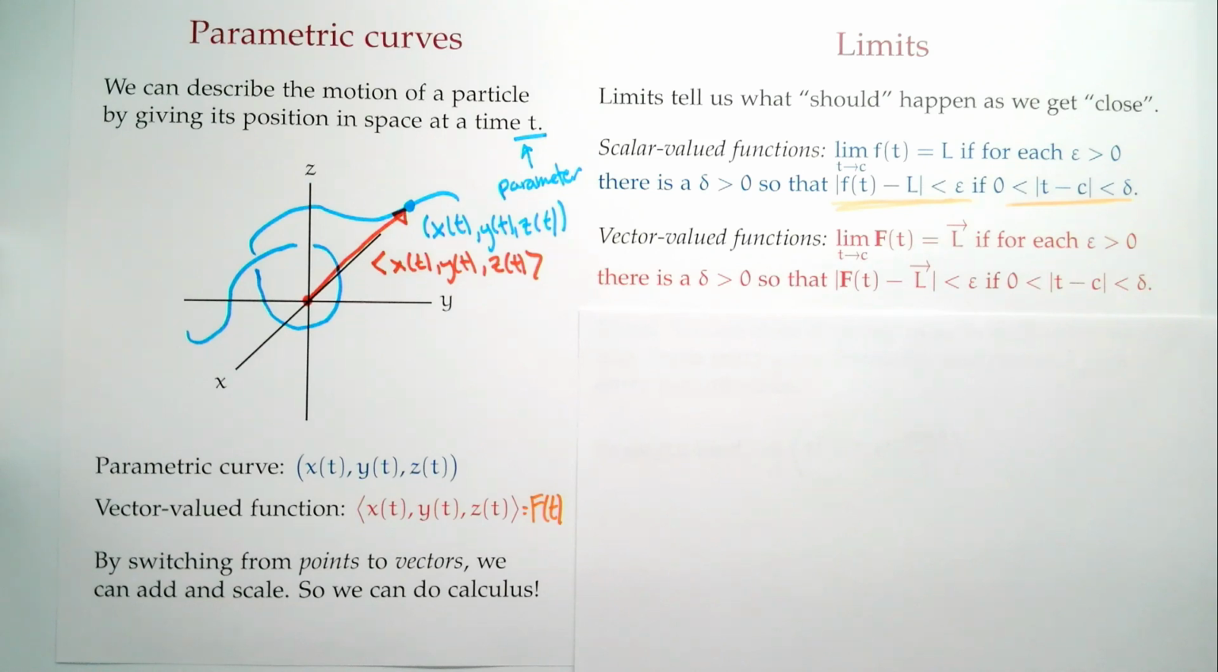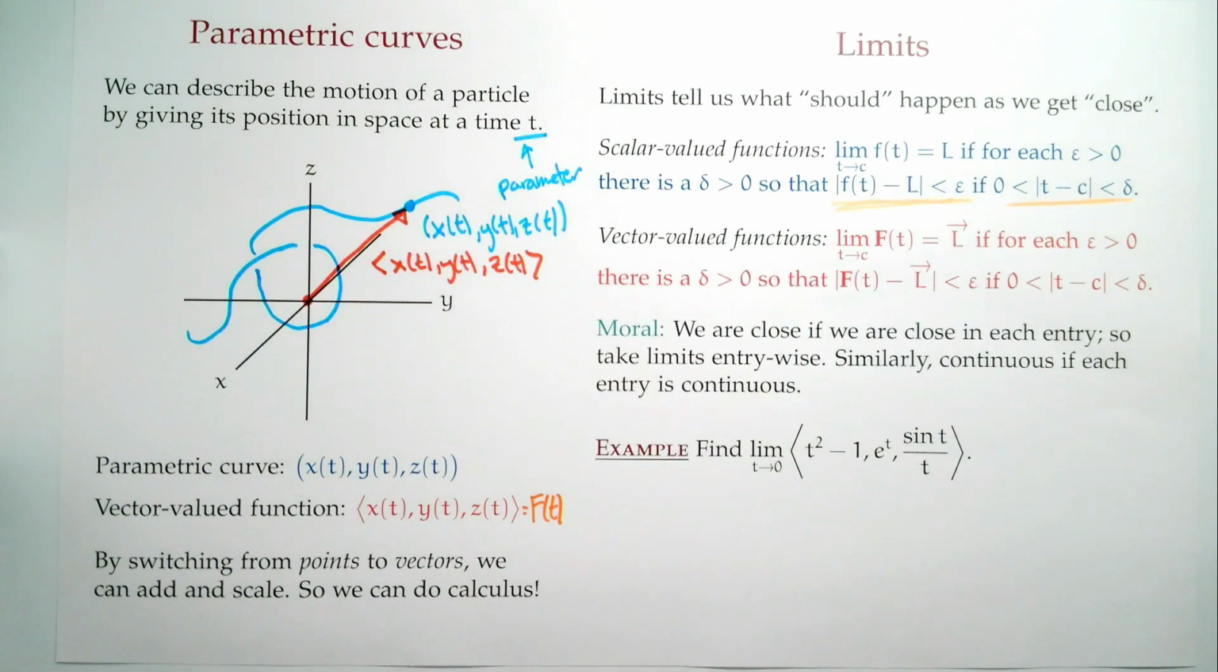They should be close together. And that's the big aha type moment. So, if you want two things to be close, they should be close entry by entry. And so, what does that mean?